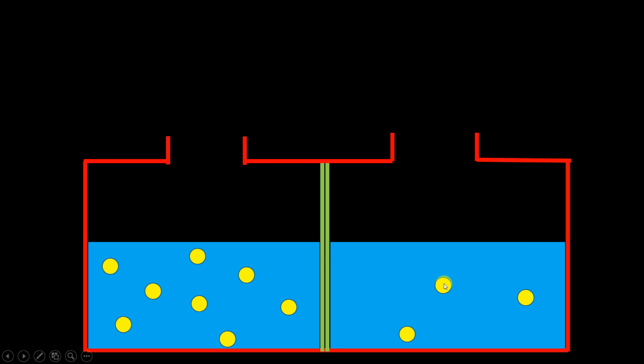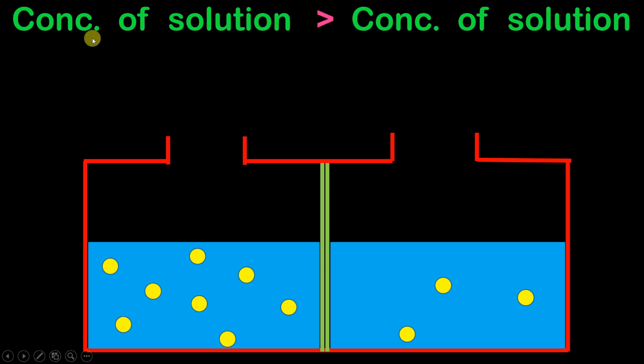Now since solute plus solvent is present, therefore I am having solution on both the sides. Now after observations, can I say that the concentration of solution is greater on the left hand side and the concentration of solution is less on the right hand side? Why? Because concentration of solution depends on the number of solute particles present.